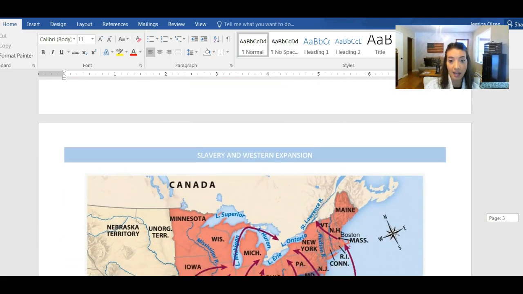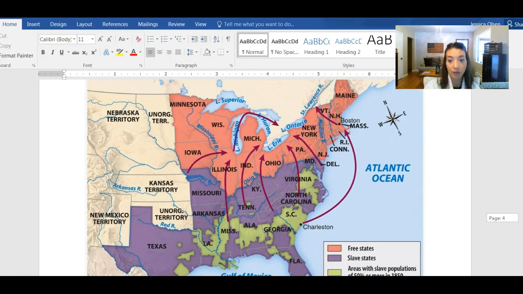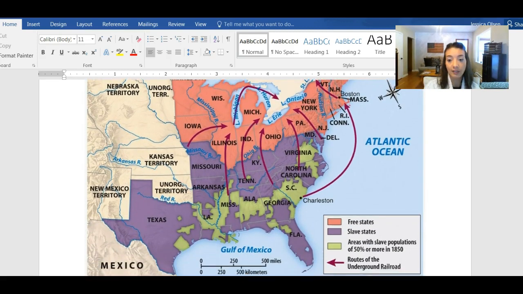And then I end here with a map that shows you free states, slave states, routes of the Underground Railroad. Okay? So the assignment that is attached to this reading is lesson questions that go over the couple of pages that you are assigned here.